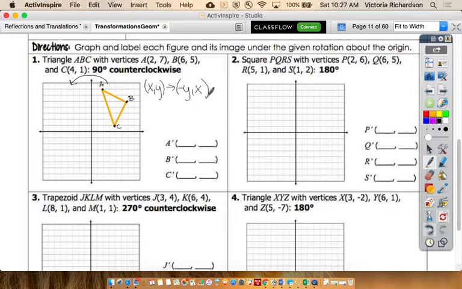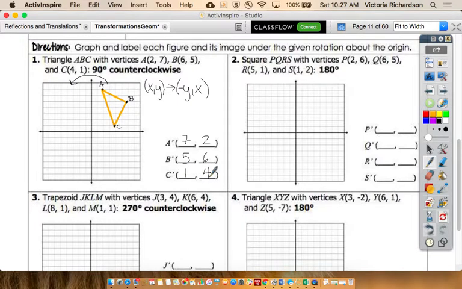So the first thing I do, I'm going to come down here and I'm going to go ahead and flip all my x's and y's. So instead of 2, 7, I'm going to have 7, 2. Instead of 6, 5, I'm going to have 5, 6. And instead of 4, 1, I'm going to have 1, 4.